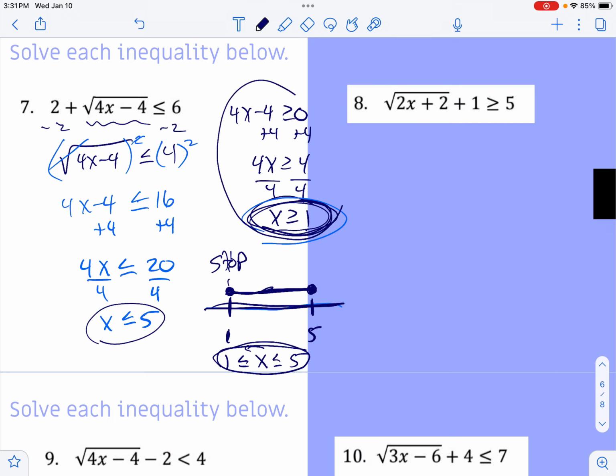You've got to see what your answer cannot be. It's got to be greater than or equal to 1. If it's less than 1, it would be negative, and that would make it undefined. So that's what we're working with there. Okay.